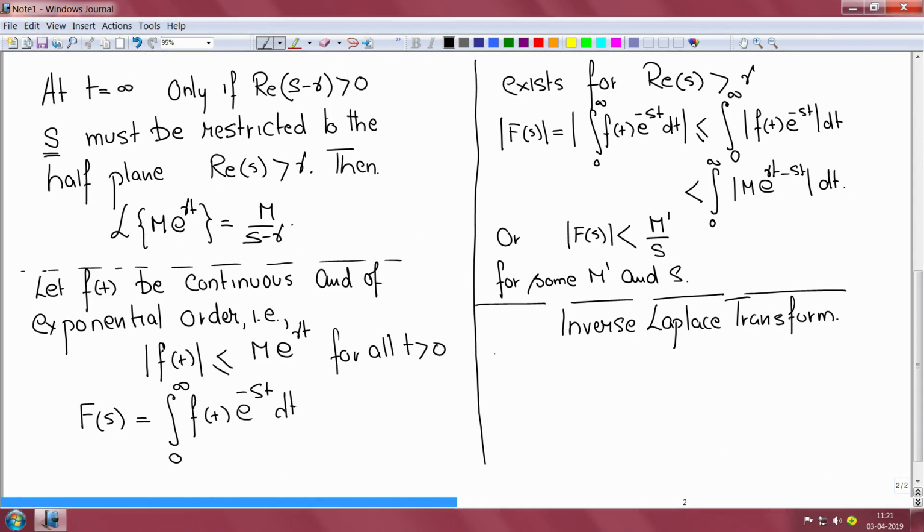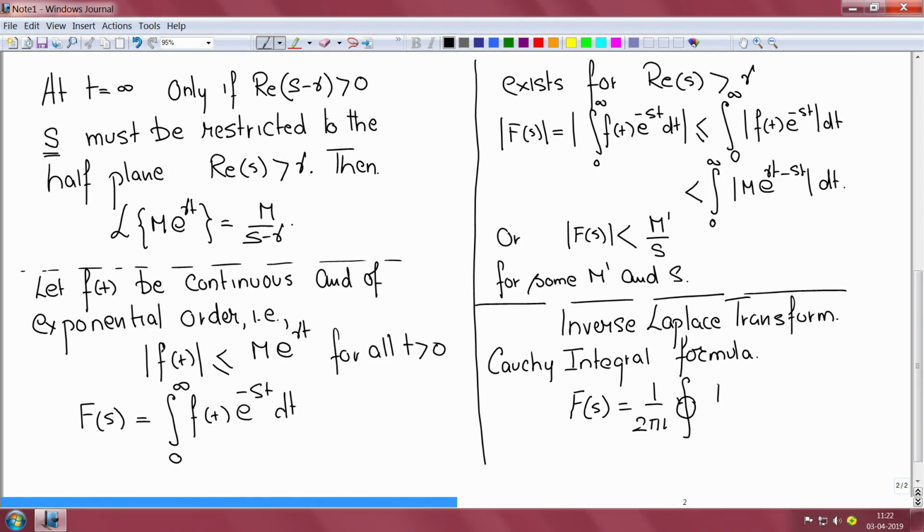Okay, we use the Cauchy integral formula to write it. Cauchy integral formula, and we write it as f of s is equal to 1 over twice pi I integral a counterclockwise contour f of z dz by z minus s.